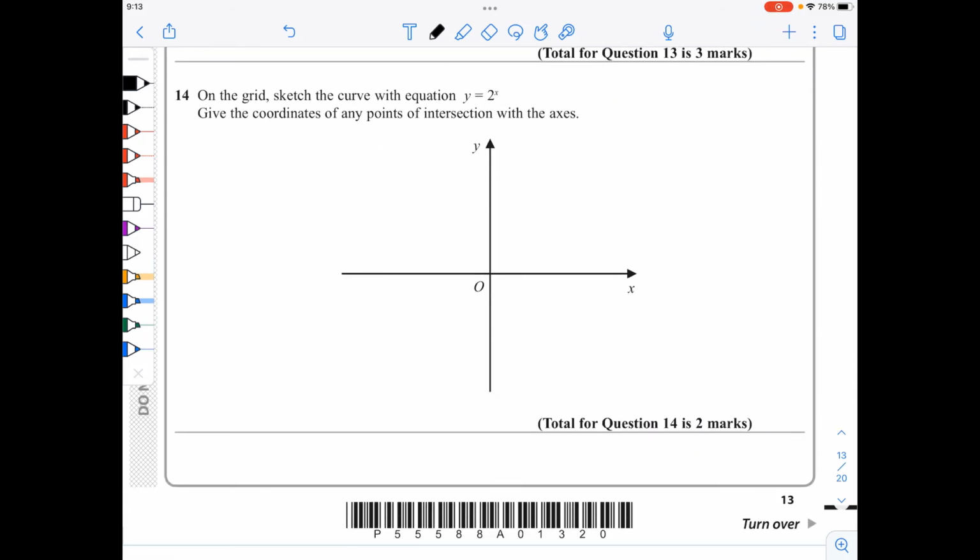14, we need to sketch the curve with the equation of y is 2 to the x. Well, when x is 0, we get that y is 2 to the 0, which is 1. And we also know that when x becomes progressively larger, then y tends to infinity, so it's going to be up here. Whereas when x is very large and negative, then 2 to the x would be something really close to 0. So this would be something like this, cutting at 1. Actually, the x-axis is an asymptote.